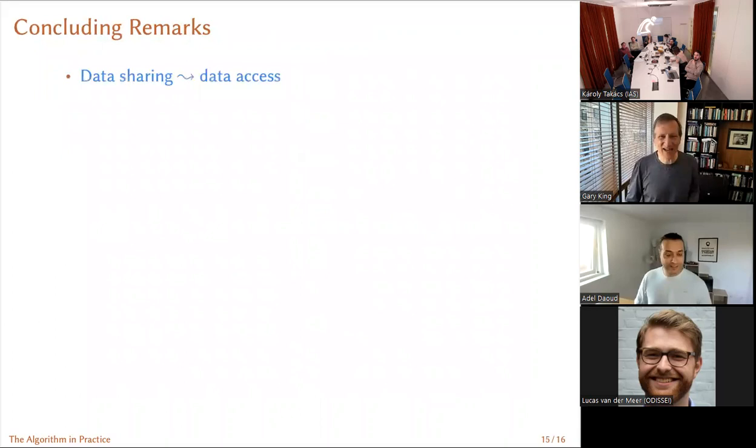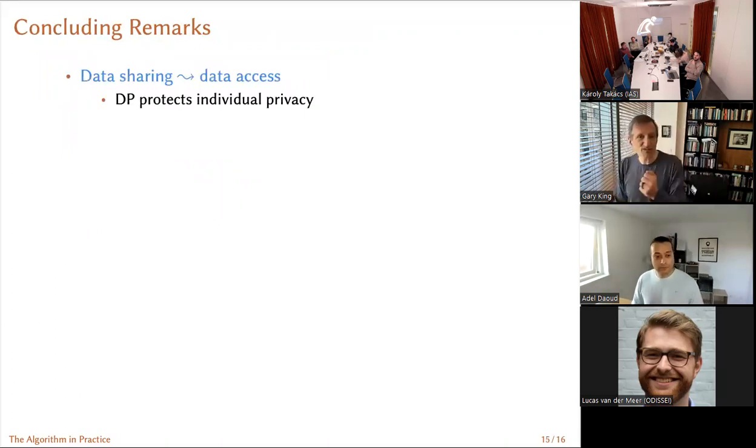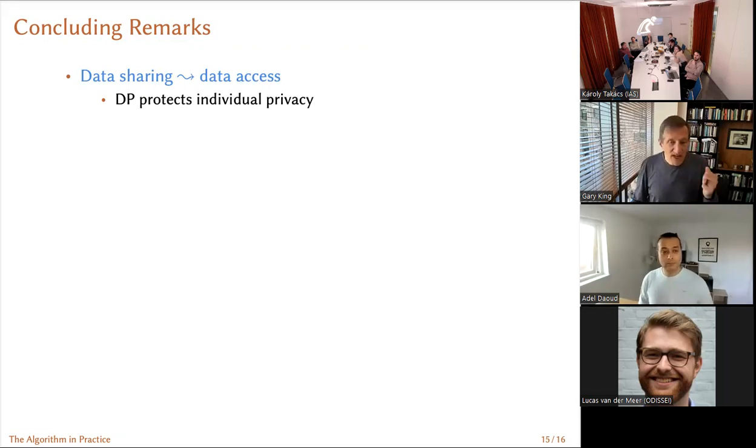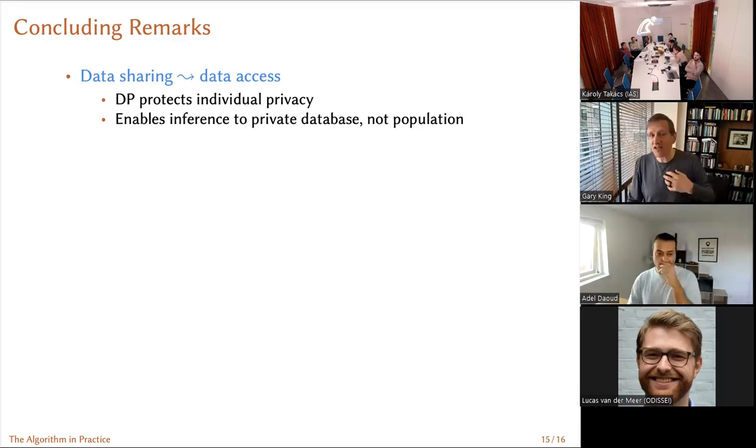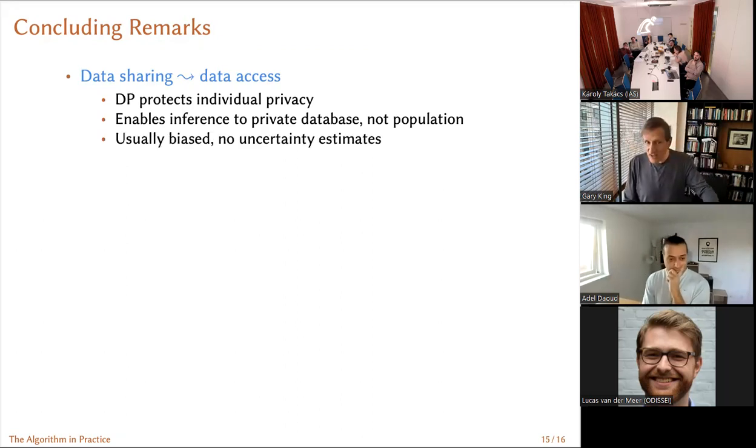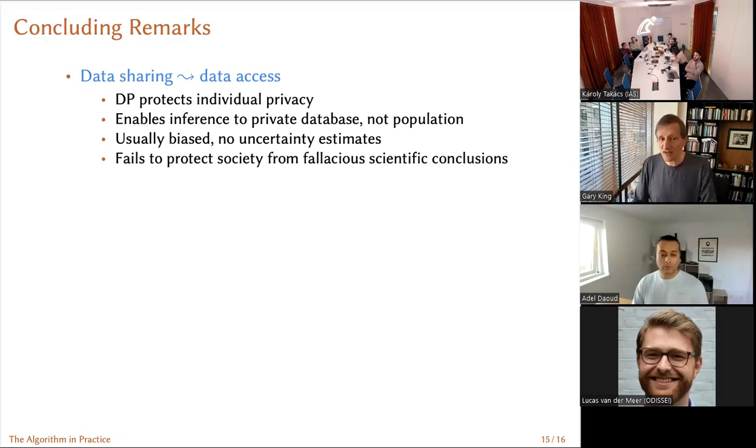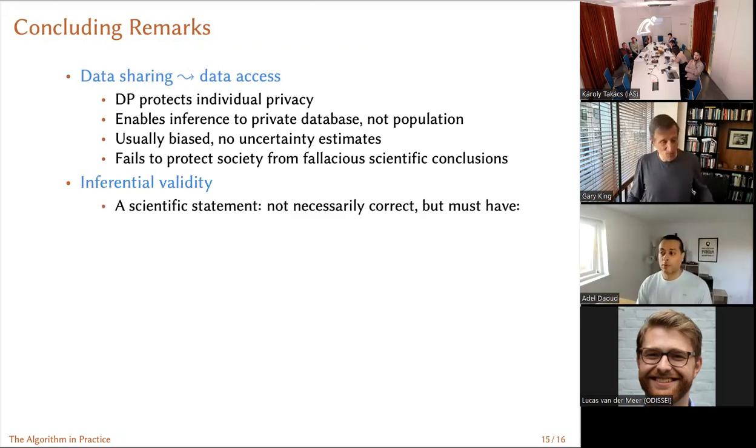So last page, we're going to switch from a data sharing regime to a data access regime. Differential privacy protects individual privacy. It enables inference to the private database, not the population, unless you do what we described. It's usually biased. There's no uncertainty estimates. It fails to protect society, even though it's protecting individuals, from fallacious scientific conclusions. But with inferential validity, we can fix these things.